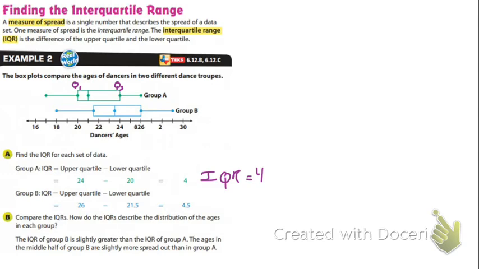All right, so letter B, compare the interquartile ranges. How do the interquartile ranges describe the distribution of ages in each group? The interquartile range of group B is slightly greater than the interquartile range of group A. The ages in the middle half of group B are slightly more spread out than in group A. All right, it's just making comparisons, ladies and gentlemen.